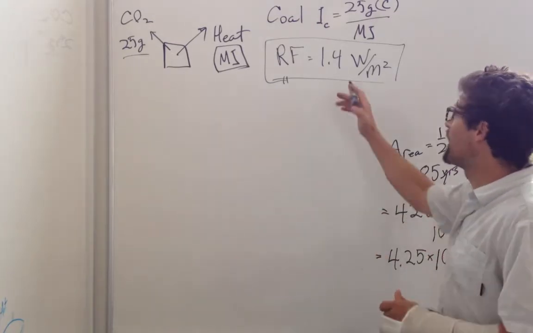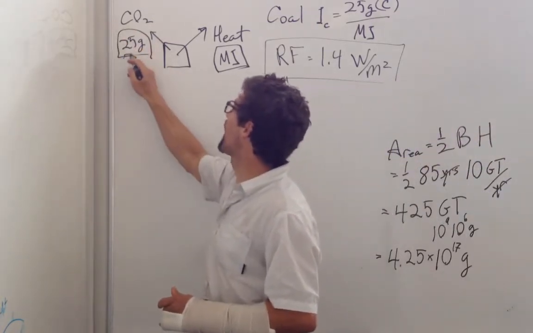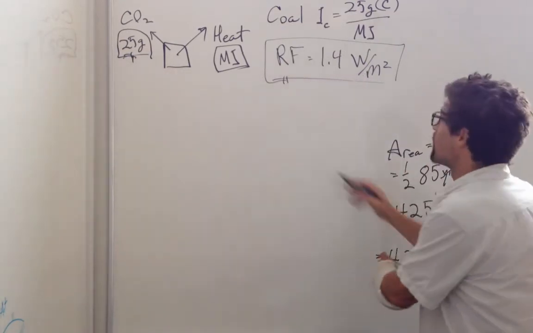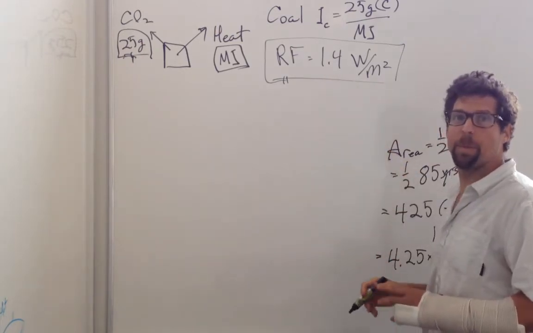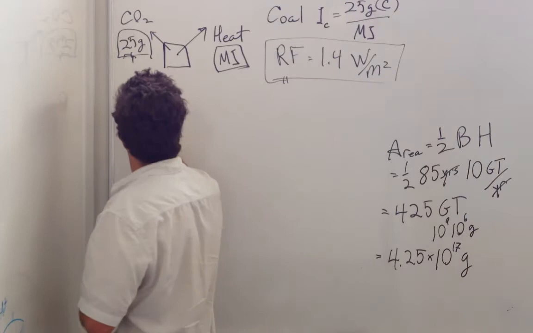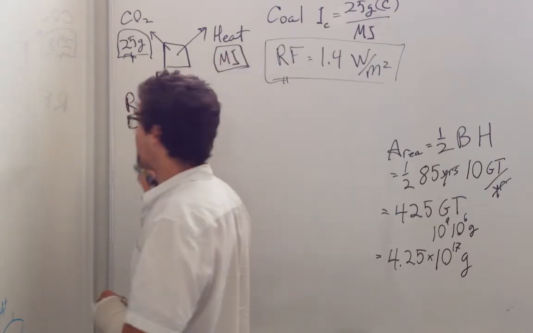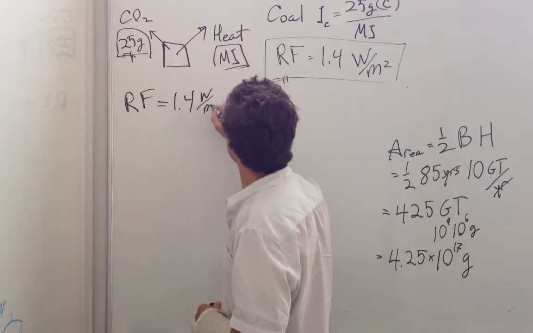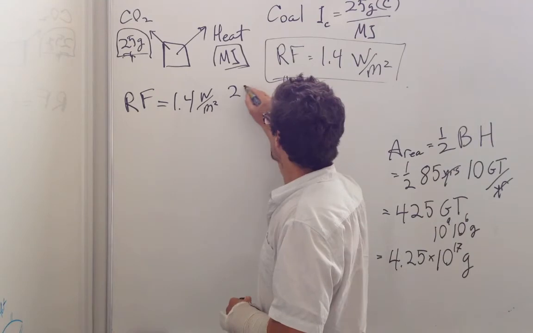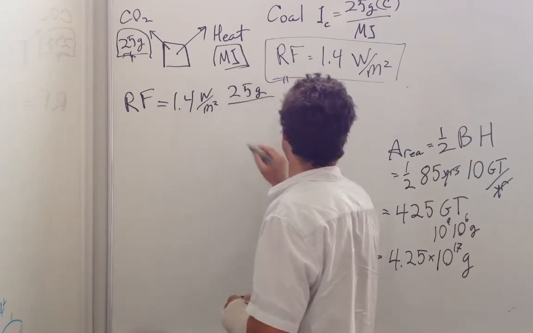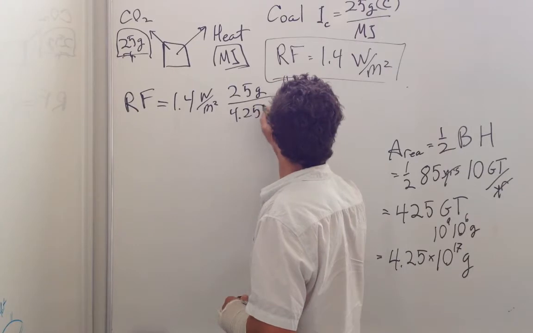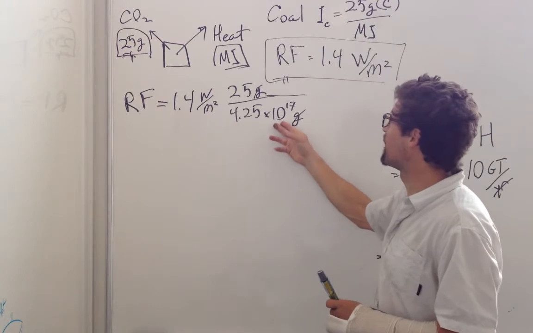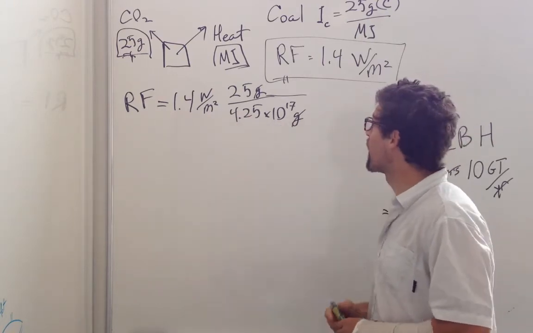So now we can find the radiative forcing due to just this 25 grams by assuming a linearization that this little bit of increase is going to increase the radiative forcing by the same percentage. So the radiative forcing from this 1 megajoule of heat given off is equal to 1.4 watts per meter squared times 25 grams divided by 4.25 times 10 to the 17 grams. Now this is going to be a small amount. This will be on the order of 10 to the minus 15 watts per meter squared.